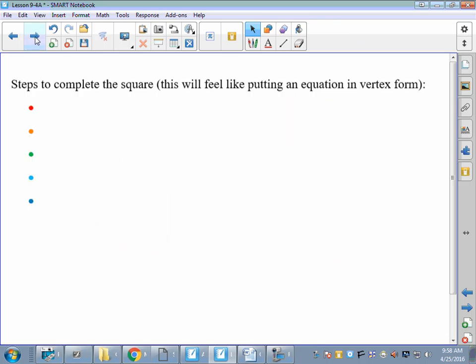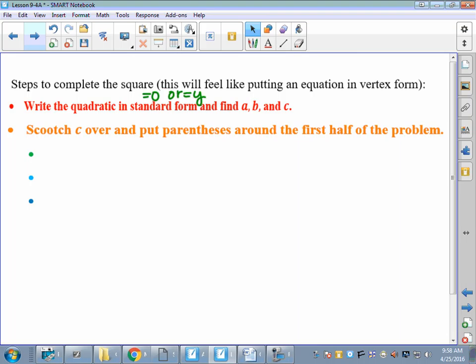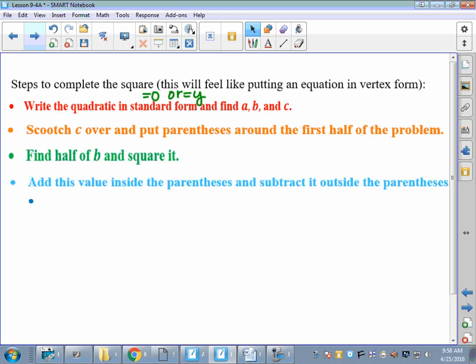So steps to complete the square. This is going to feel like putting an equation in vertex form. Make sure it's in standard form, either equal to 0 or equal to y. Find your a, b, and c. Write them, don't write them, but be able to identify them. Scooch your c over, put parentheses around the first half of the problem. Find your half of b and square it. Add that value inside the parentheses, subtract it outside the parentheses.